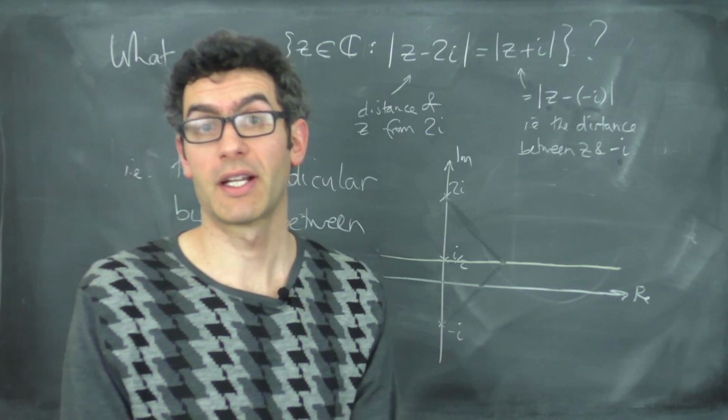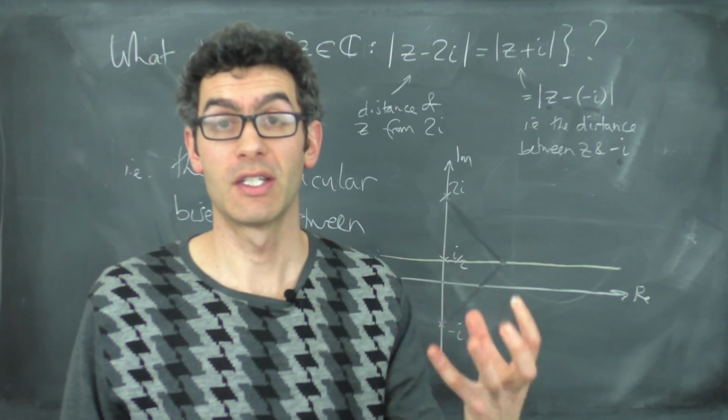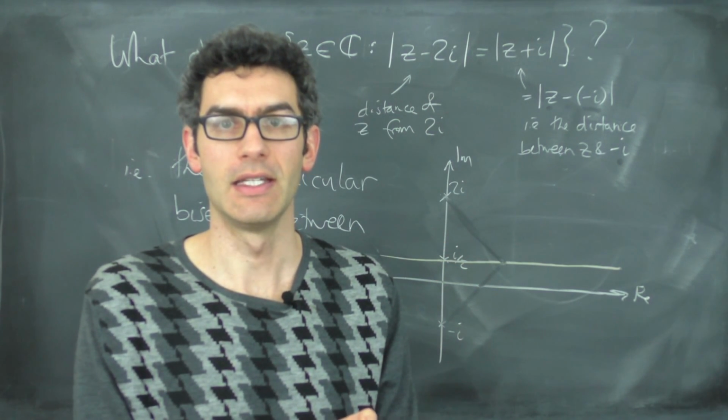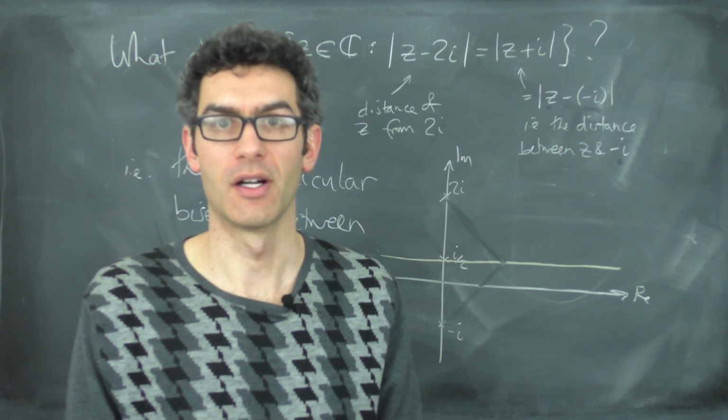Okay, so those are the kind of techniques you can use to draw sets of complex numbers. You really just need to break it down into the basic concepts of distances in the Argand diagram or angles in the Argand diagram, and then you can't go too far wrong.